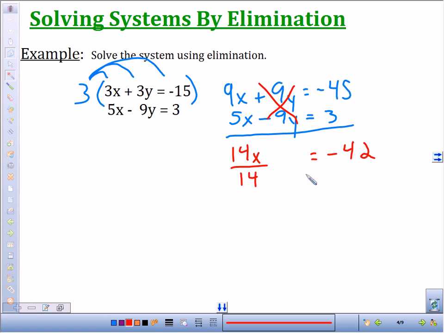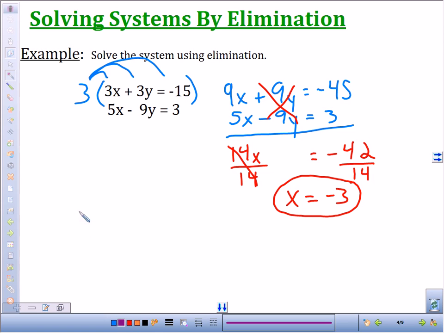I will divide by 14. And negative 42 divided by 14 is negative 3. So my x value is negative 3. I need to take my x value, this was the second step, take the x value, plug it back into one of my equations. I'll use the first one.